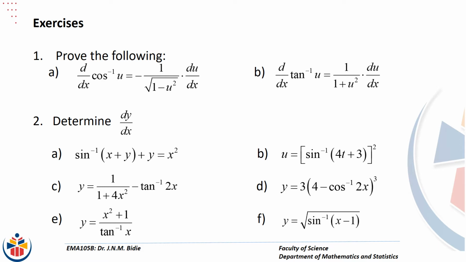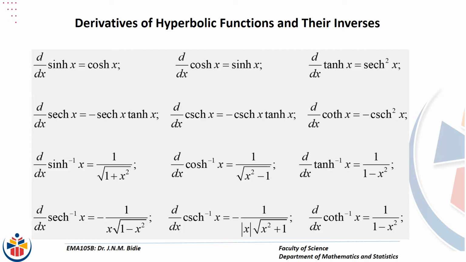And then we once again find dy over dx for number 2, where some problems have got quotient rule, some problems implicit, some we just use straightforward chain rule. Please do these exercises and make sure that you check your calculations and your simplification.